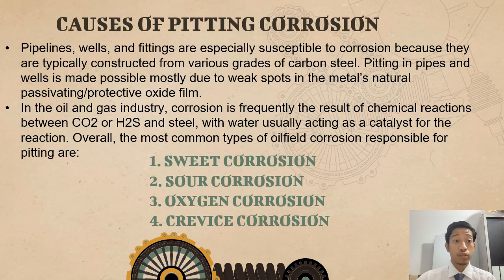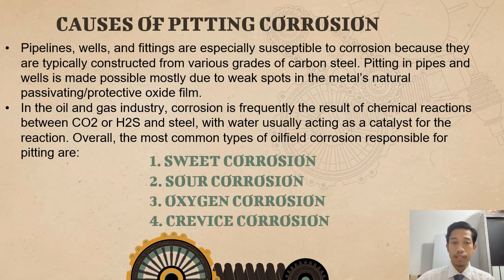Next, I would like to present about the causes of pitting corrosion. Pipelines, wells, and fittings are susceptible to corrosion because they are typically constructed from various grades of carbon steel. Pitting in pipes and wells is made possible mostly due to weak spots in the metal's naturally precipitating protective oxide film. In the oil and gas industry, corrosion is frequently the result of a chemical reaction between CO2 and H2S and steel, with water usually acting as the catalyst for the reaction.